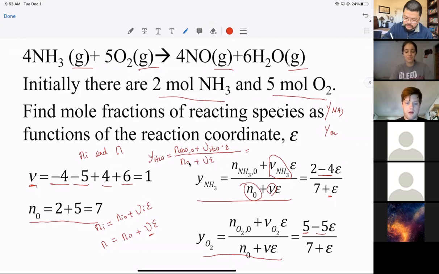So for water, the denominator will be still the same. We have no initial water molecules, so this should be 0. And then this is a +6. So the final answer is, right? That is for water. I hope that's straightforward. Is it?